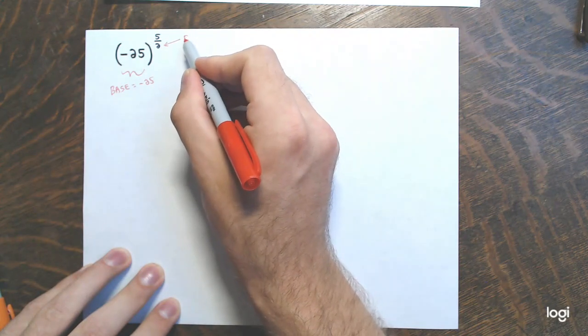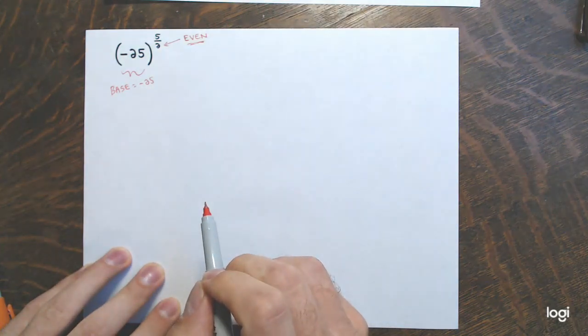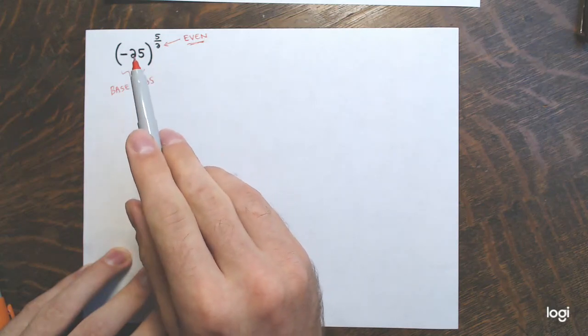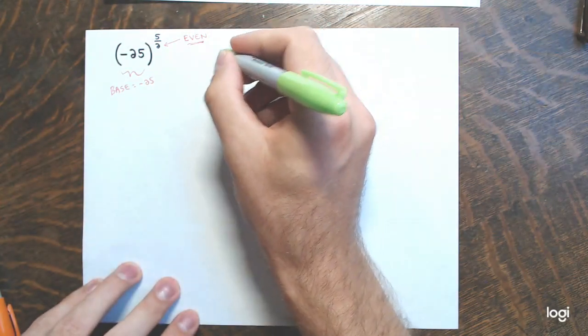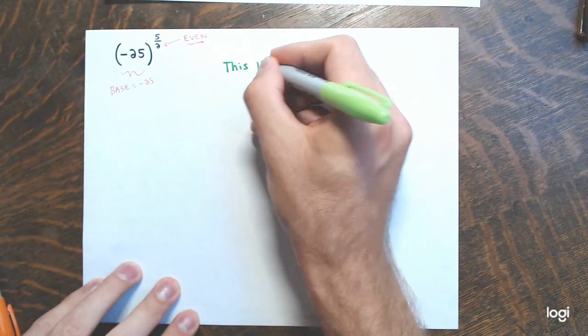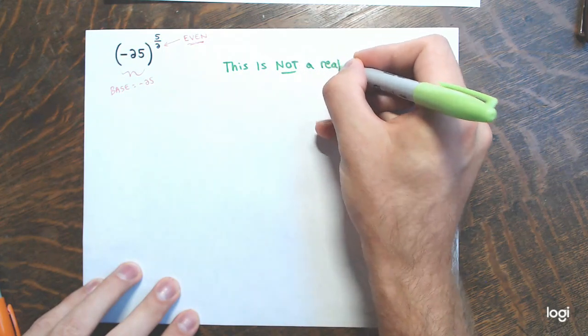The denominator is an even number. So remember, I've been saying, if you've got even, you'll be taking the square root of -25. Can't do that. An even root of a negative radicand is not real. So I would simply say this is not a real number and be done with it.